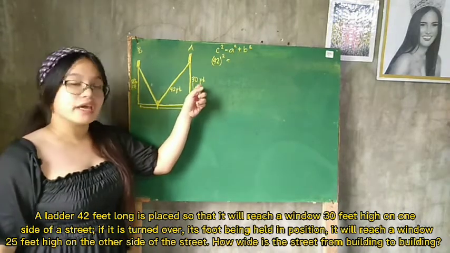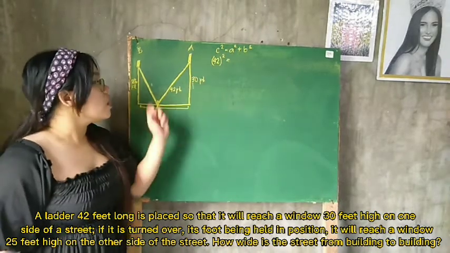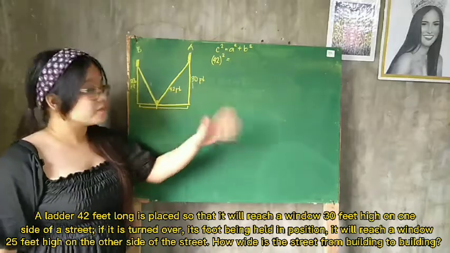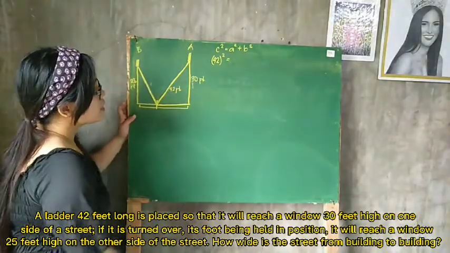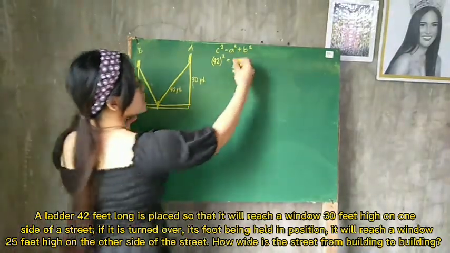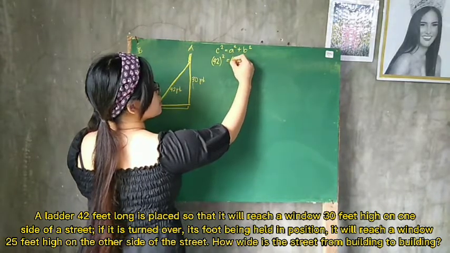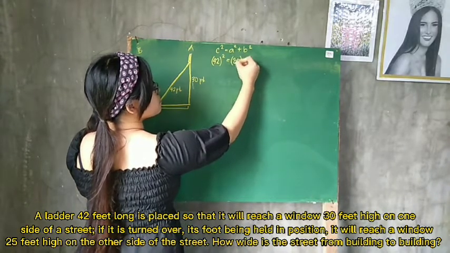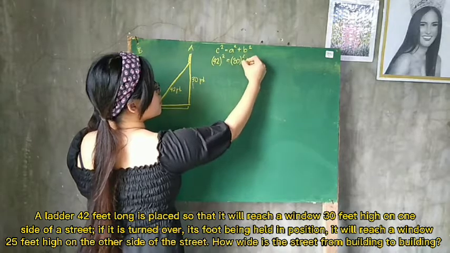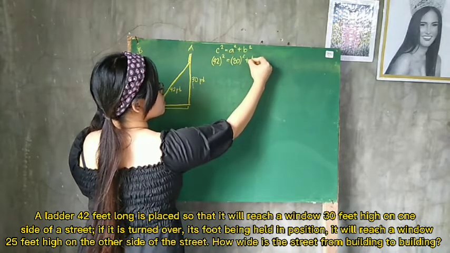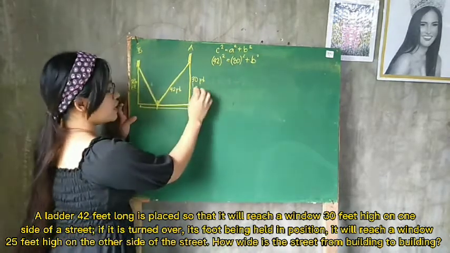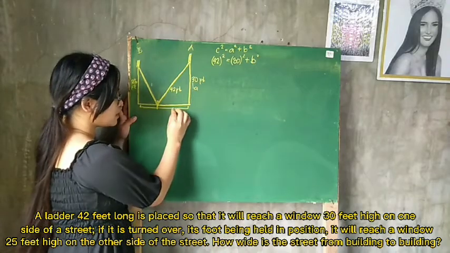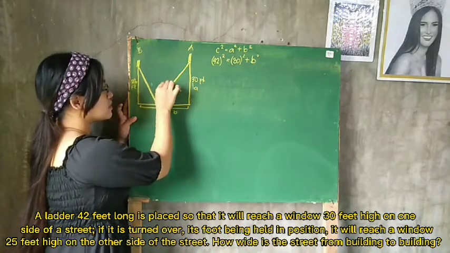The 30 feet can be a or b. It depends on you which of them is a or b, but I am going to use 30 feet as a. So 30 feet is a, squared, plus b squared. So this is a, this is b, and this is c.